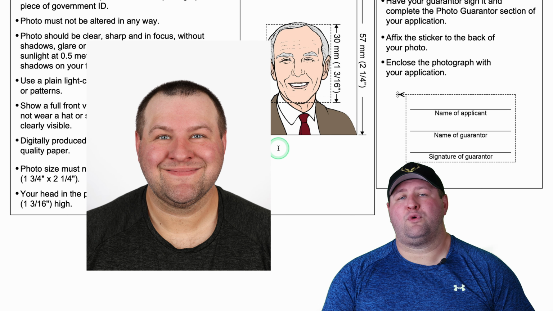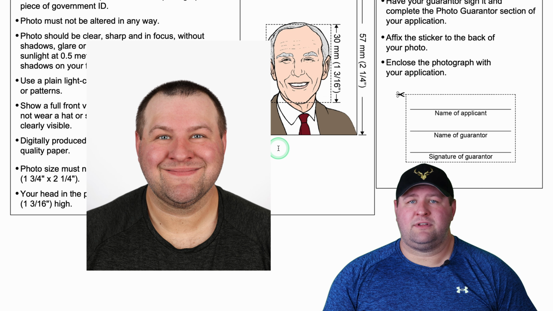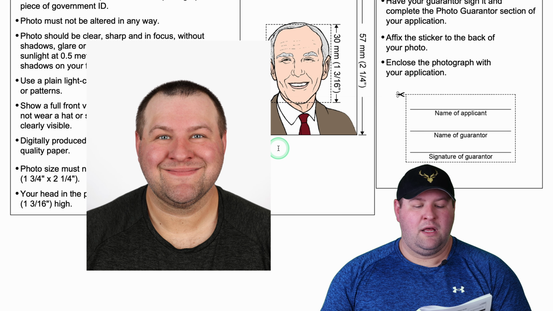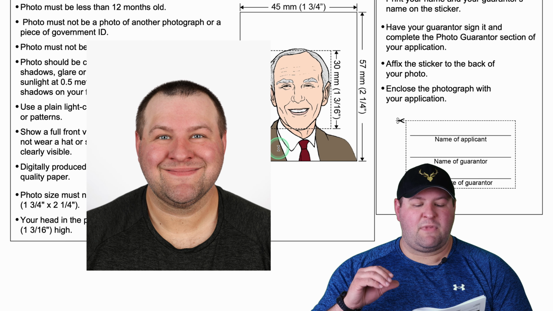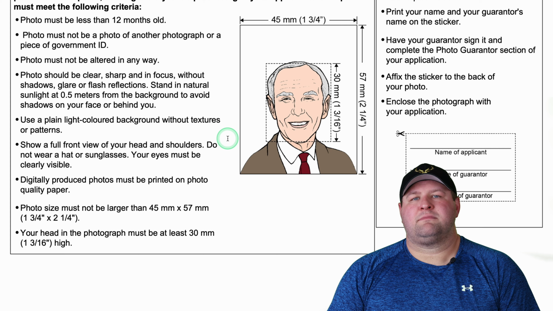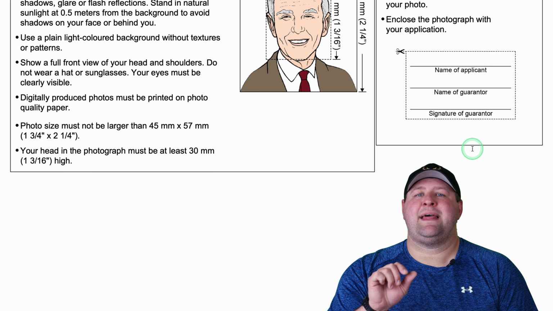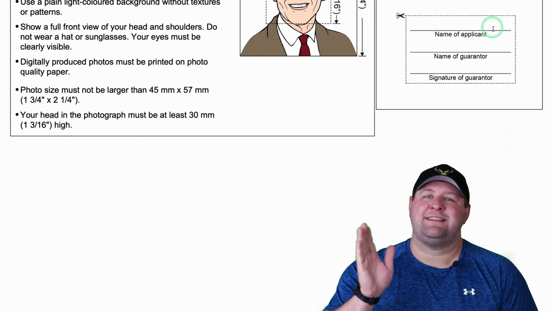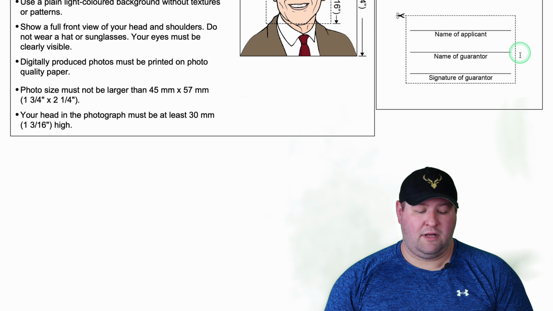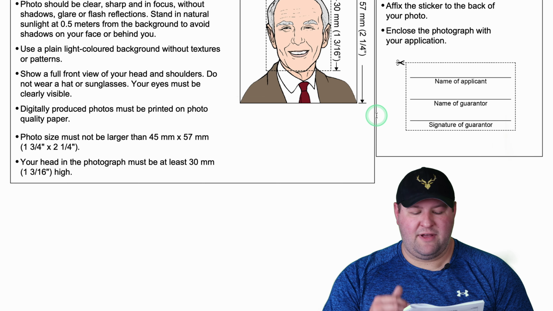So you're gonna have to get a photo guarantor. So someone who's known you for over a year, who's over 18 years old, and actually can be your conjugal partner. They'll have to sign. So there's like a little sticker that comes sometimes with your application. They'll have to write your name, their name, and then sign the back of the sticker, and then slap it on the back of your photograph. So make sure you have them sign that and date it.